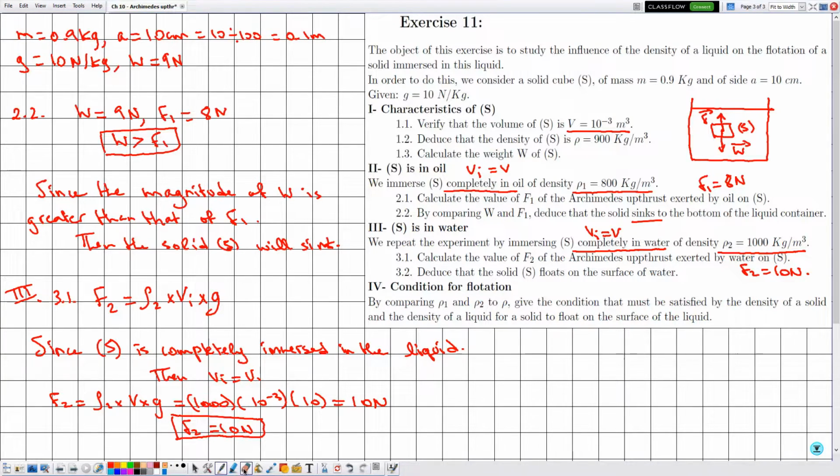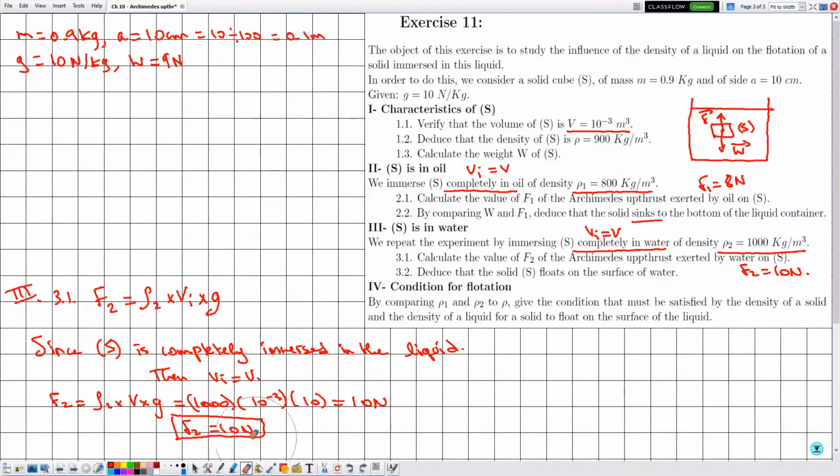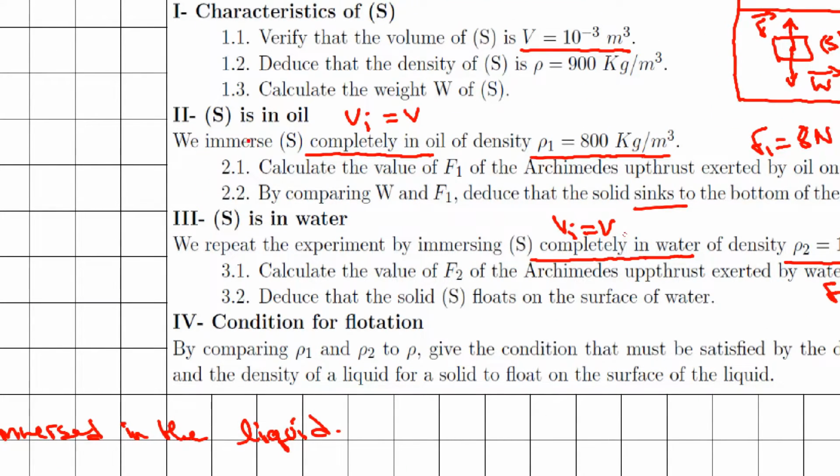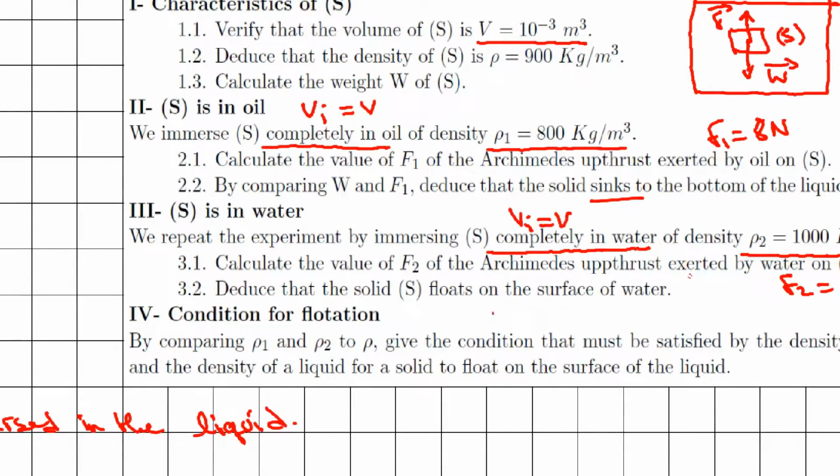Now 3.2. As you can notice, here in part 3 of this exercise, we are repeating the same steps of part 2. So in 3.2, deduce that the solid S floats on the surface of water. So they are giving me the result that it will float. But here, comparing parts 3.2 and 2.1, there is something missing, which is the comparison. So first, let's do the comparison not between W and F1, but rather between W and F2. Then we will deduce that the solid S will float.